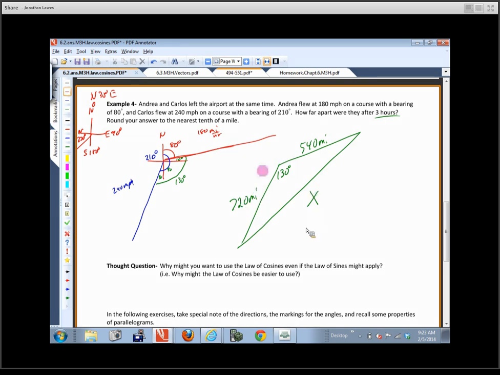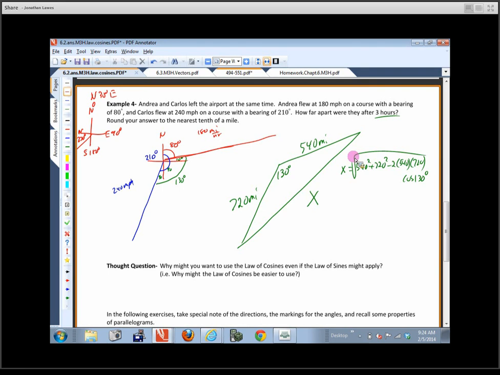Is this enough information to solve this? Yes, it is, because I have side, angle, side. I have the angle that created the side, and I have the two other sides that are used to create that triangle. So I'm going to do x squared equals 540 squared plus 720 squared minus 2 times 540 times 720 times the cosine of 130 degrees. And then how do I find the answer from that? Take the square root, okay? So I throw that into the calculator, and it spits out an answer. I'd want to make sure that I'm in degree mode.